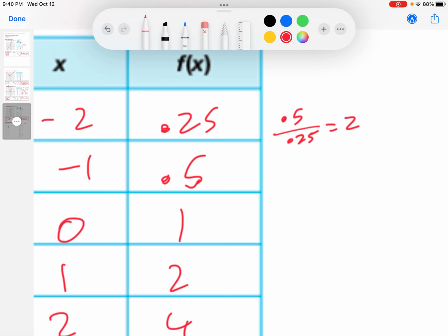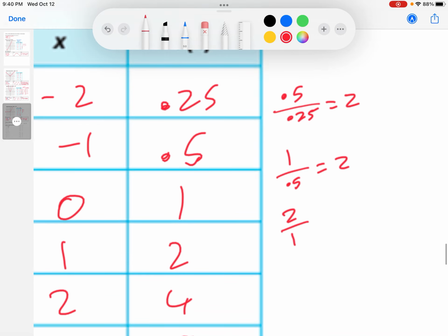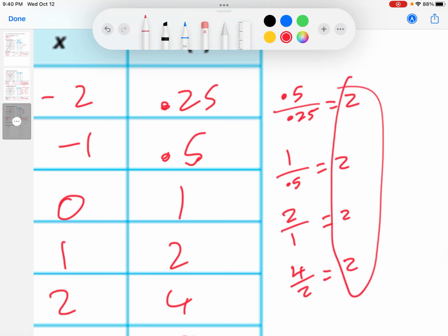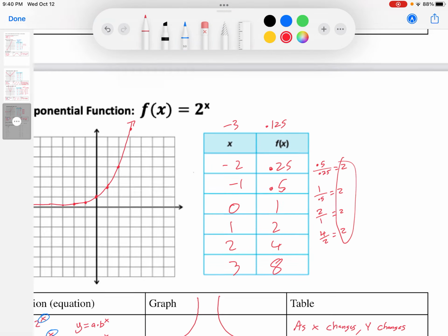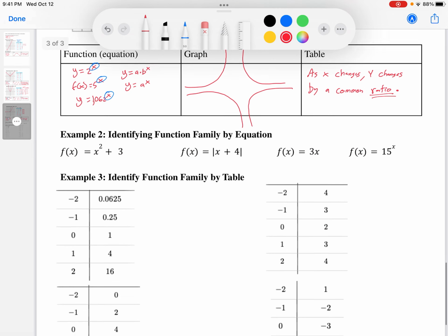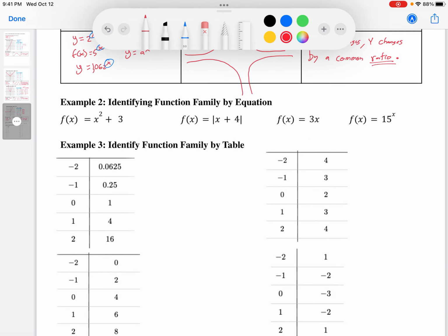0.5 divided by 0.25 is 2. 1 divided by 0.5 is 2. 2 divided by 1 is 2. 4 divided by 2 is 2. That is a common ratio of 2. And that will help you identify that this is an exponential function. Okay, 2 more examples. They go very quick. I know this video is getting pretty long.